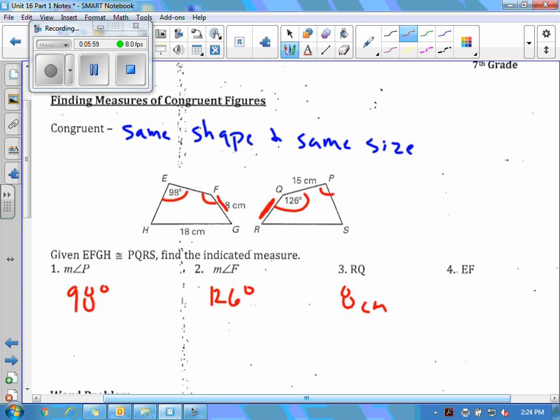And then we want to find EF, which matches up to PQ, so that's going to be 15 centimeters. Again, when you have congruent figures, the angles and the sides are exactly the same.